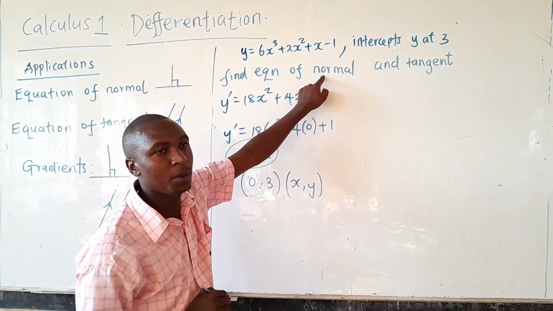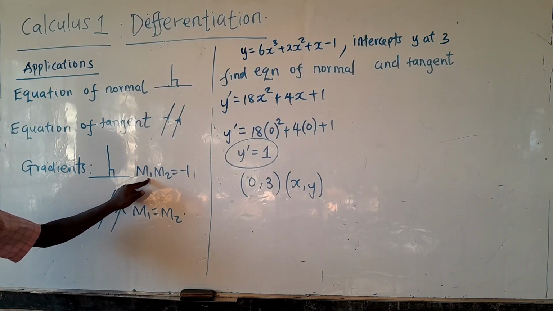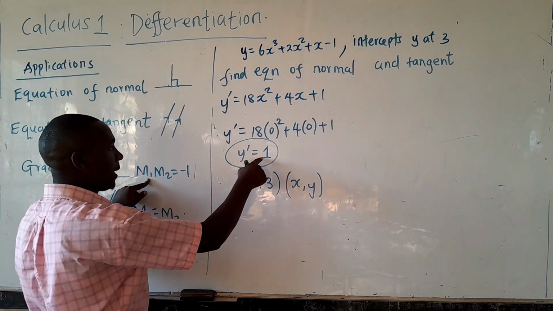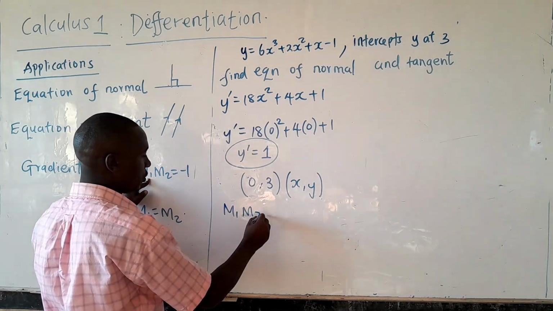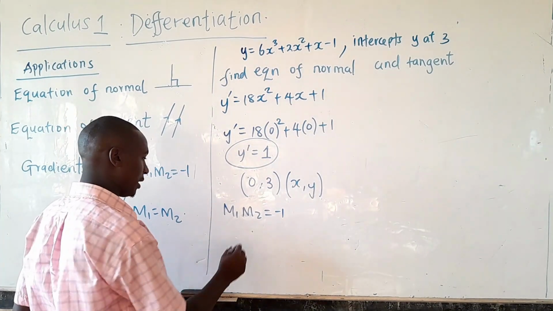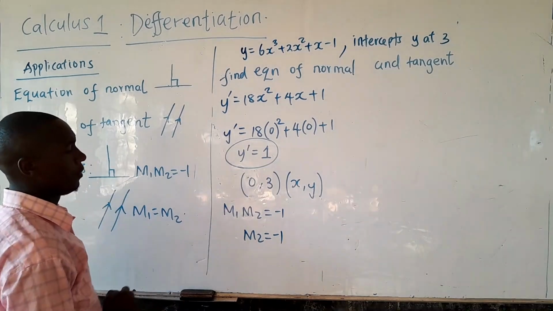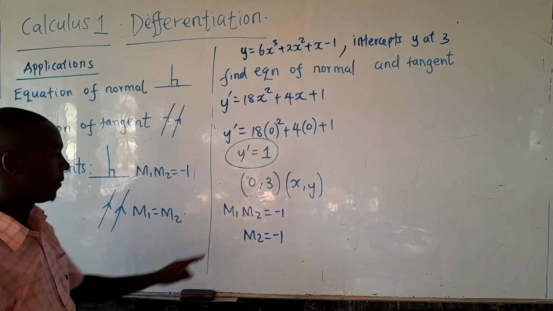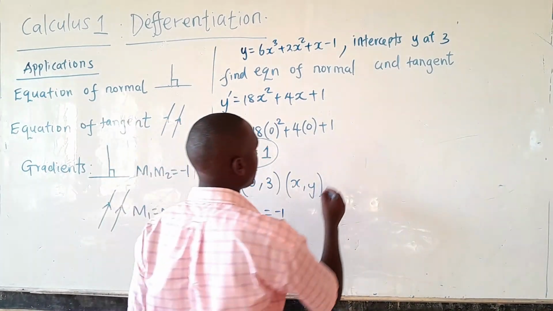When we talk about the normal, we talk about the perpendicular. That means if you multiply m1 by m2, we should get -1. 1 multiplied by m2 equals -1, that means m2 is equal to -1 as well. Now we have a point and the gradient, so we can find the equation.